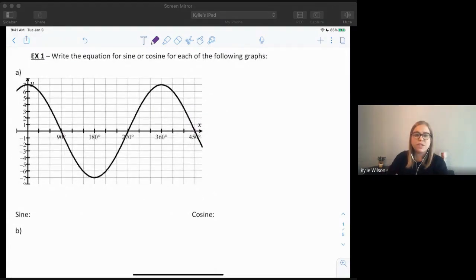So for example 1, we are going to write the equation for sine and cosine for the following graphs. So let's start with the sine one. The first thing we're going to do is find our axis. If I look here, the line that cuts my graph in half is at 0.